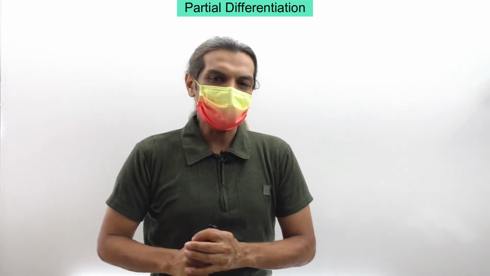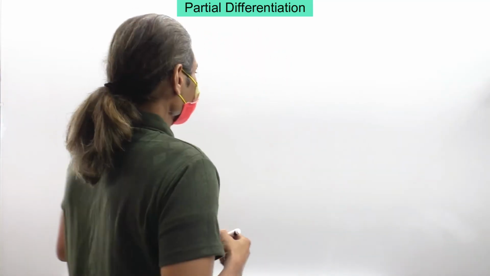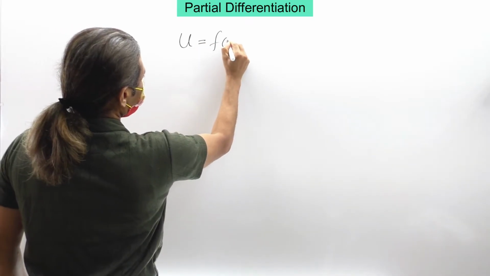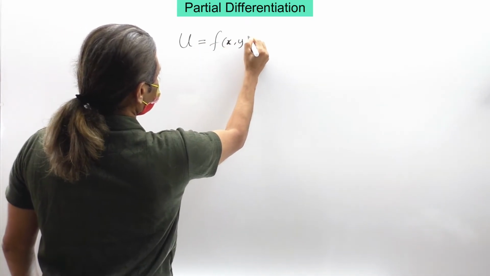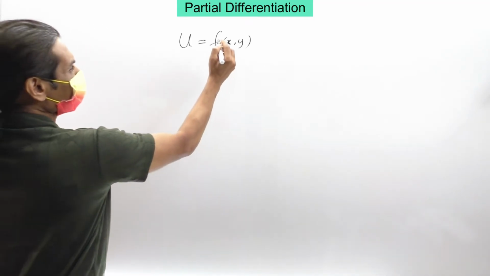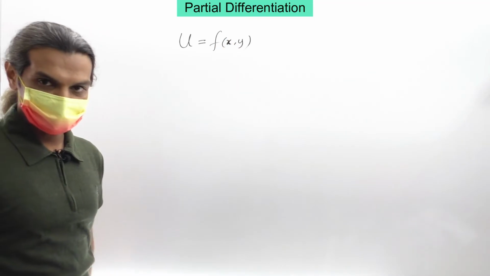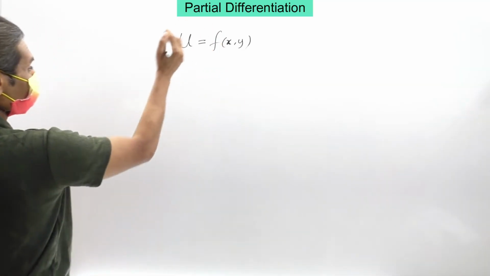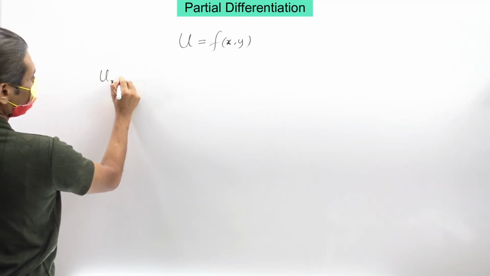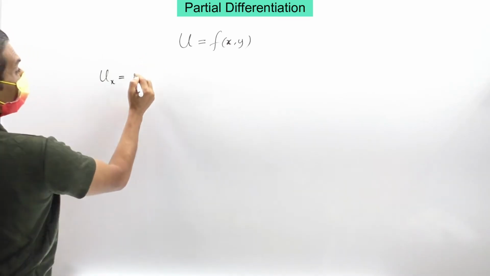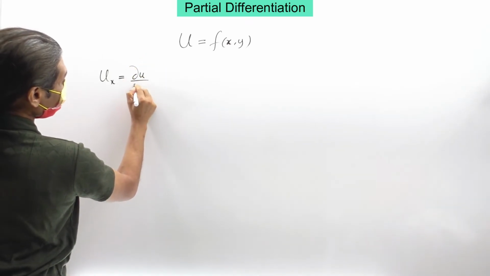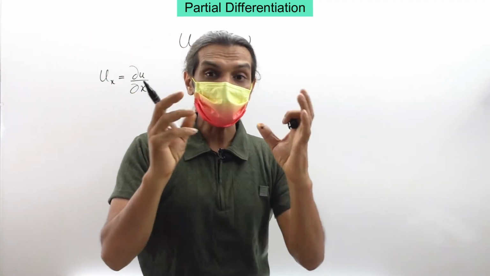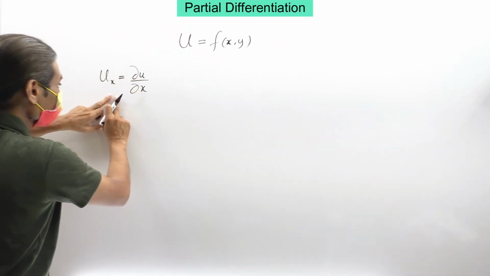Now, before moving on with the problems, let's discuss some basic stuff here. Please understand this. If u is a function of x and y, say f of x comma y, and we are partially differentiating with respect to x, then we write that as u x is equal to dou u by dou x. See this, this is how we represent and pronounce it: u x is dou u by dou x.